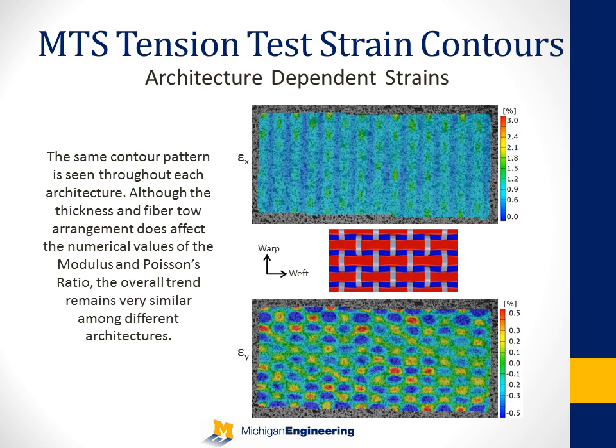This shows you that the strains are higher and there's a strain concentration area where the Z fiber is weaving in and out. The bottom picture shows that because of Poisson's effect, when you pull in the X direction, or the weft direction in this case, it causes a shrinking in the warp or the Y direction.